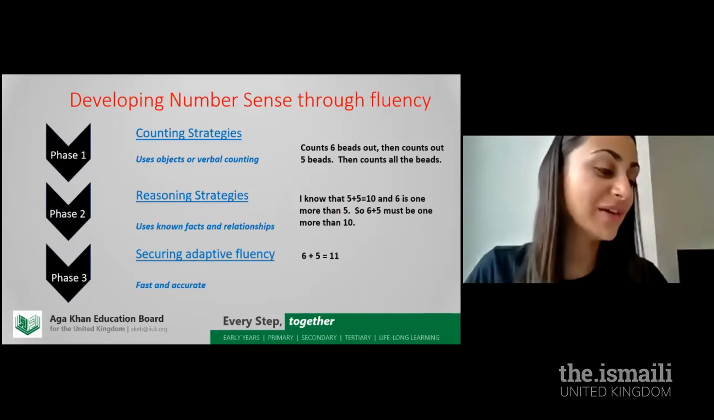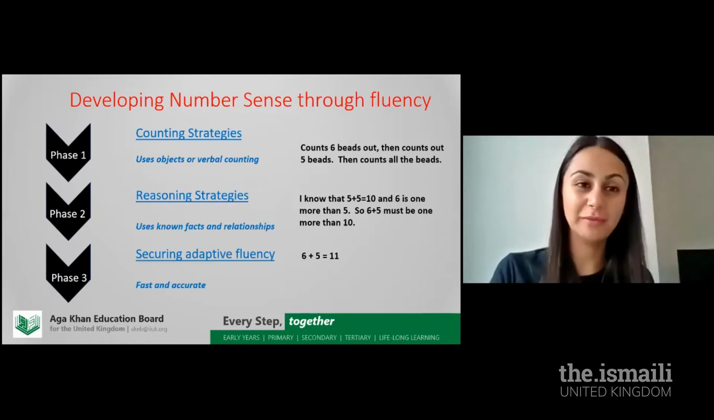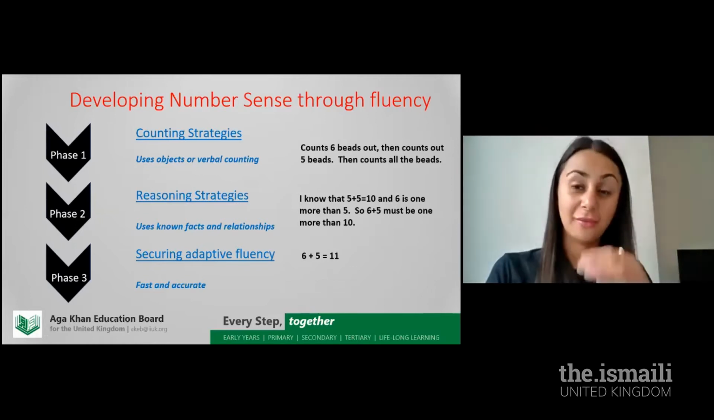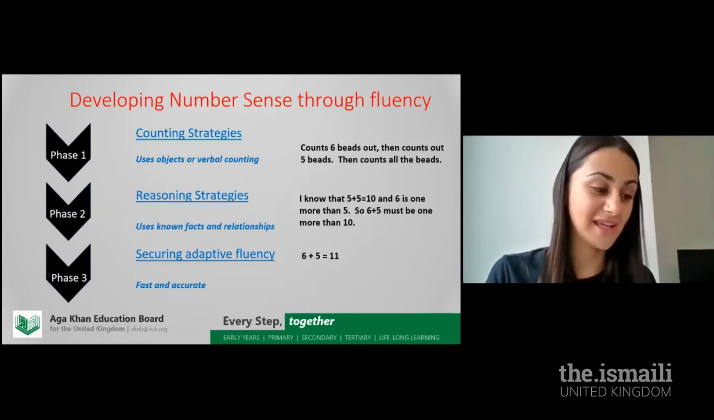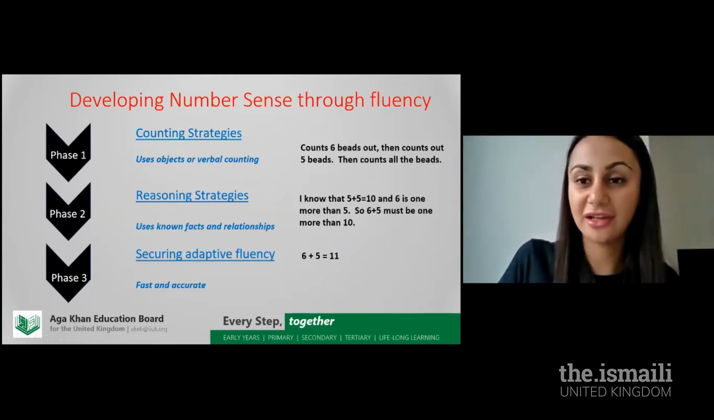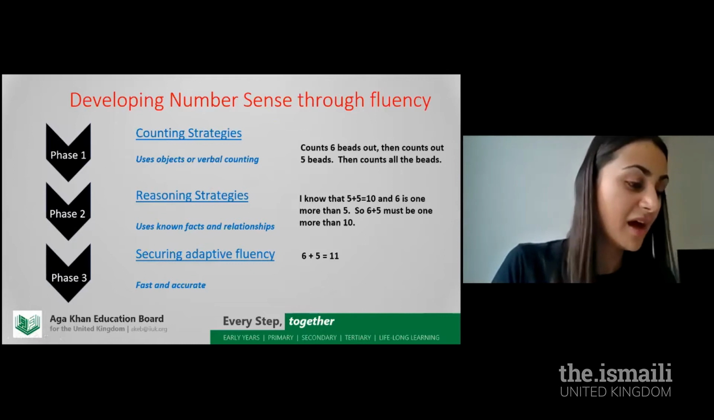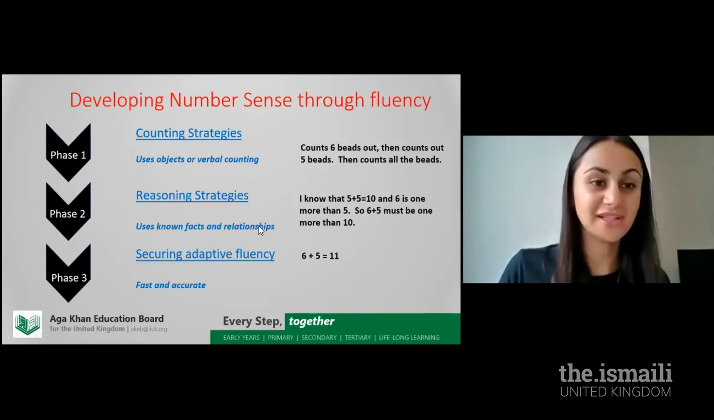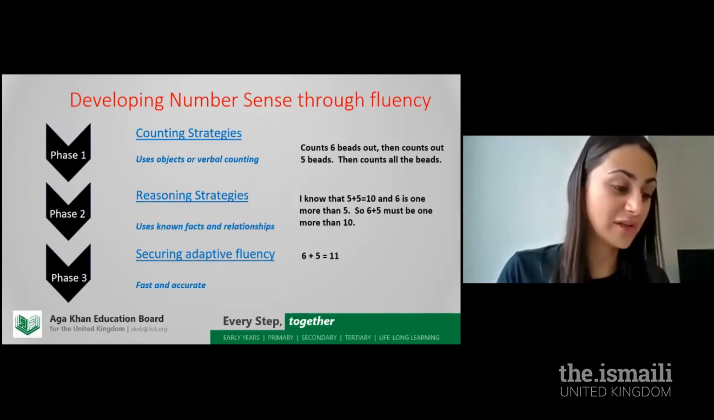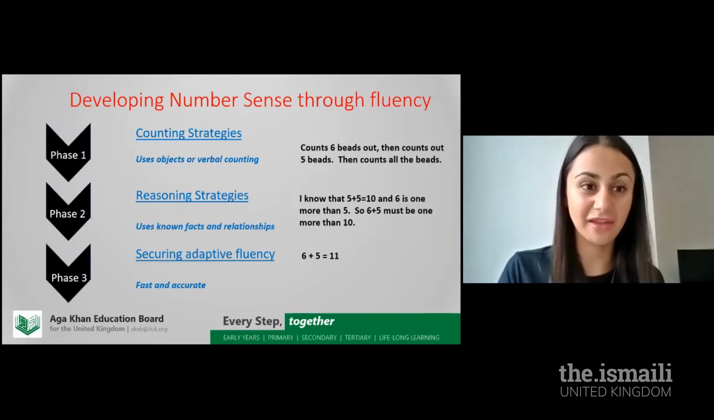Thank you, Noreen. We're going to take a look at what we mean by fluency, having fluency through number sense, and why this is so important. So, taking a look at this slide here, it shows us that children need to start by having a very solid sense of number to be able to securely understand number and reason mathematically.